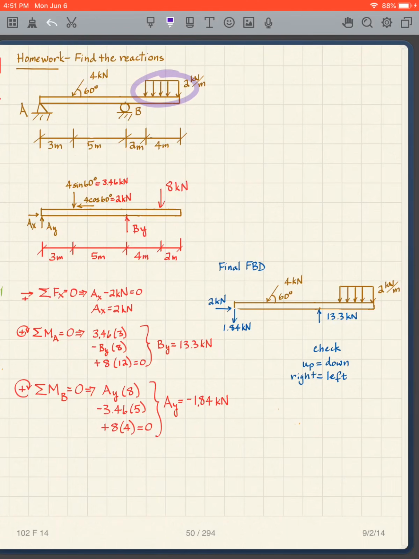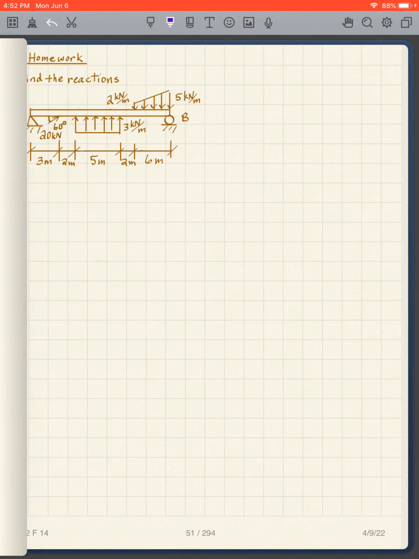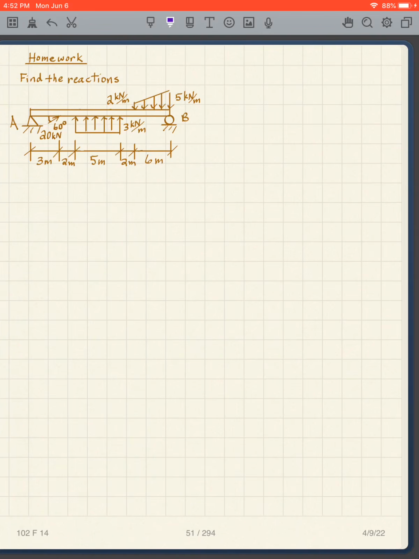This is a rectangle. This is 4 times 2 is 8. And we put the 8 where? The 8 is going to be in the center of that rectangle, because that's where the centroid is. I'll let you do the rest of this because at this point it's pretty trivial. Another one, pause the video and do this one.